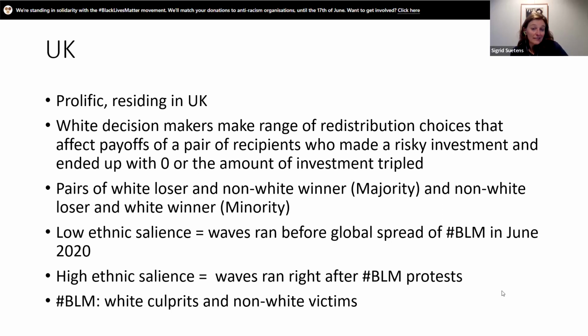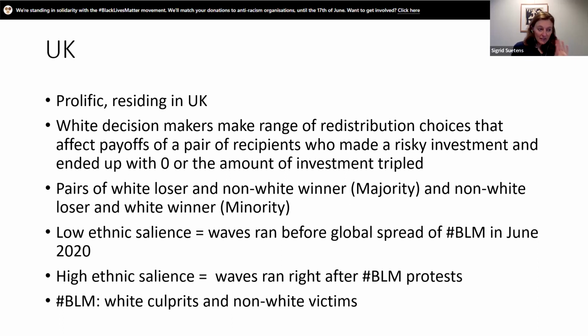And additionally, on Prolific, there was actually this slider that you can see on the slides. "We're standing in solidarity with the Black Lives Matter movement. We'll match your donations to anti-racism organizations until the 17th of June." So at the point that they participated in our study, that slider was gone, but probably many of the participants saw that slider just a few weeks before they participated in our experiments in the high salience wave.